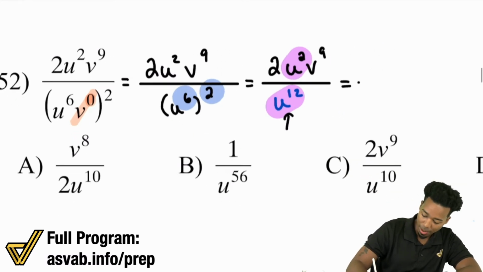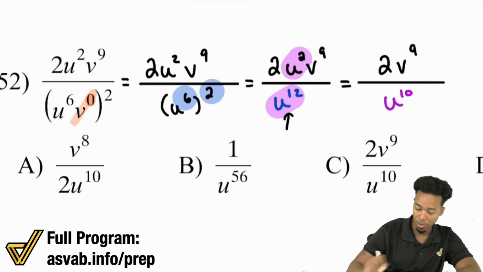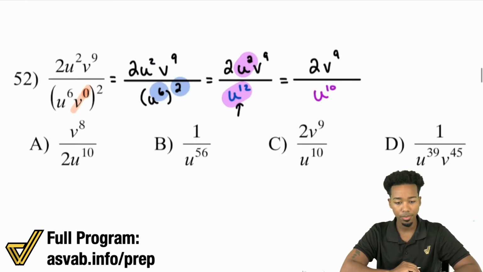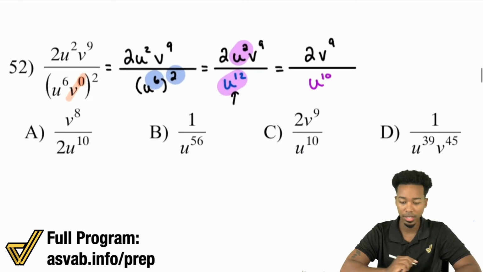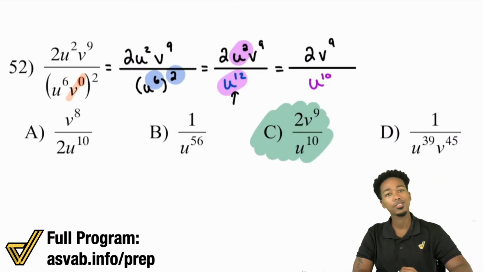And so with that, booyah, my math party people, we have 2v to the power of 9, and in the denominator, we'll have ourselves u to the power of 10. And there it is. So we have 2v to the power of 9, u to the power of 10 in the denominator. Answer choice C is correct.